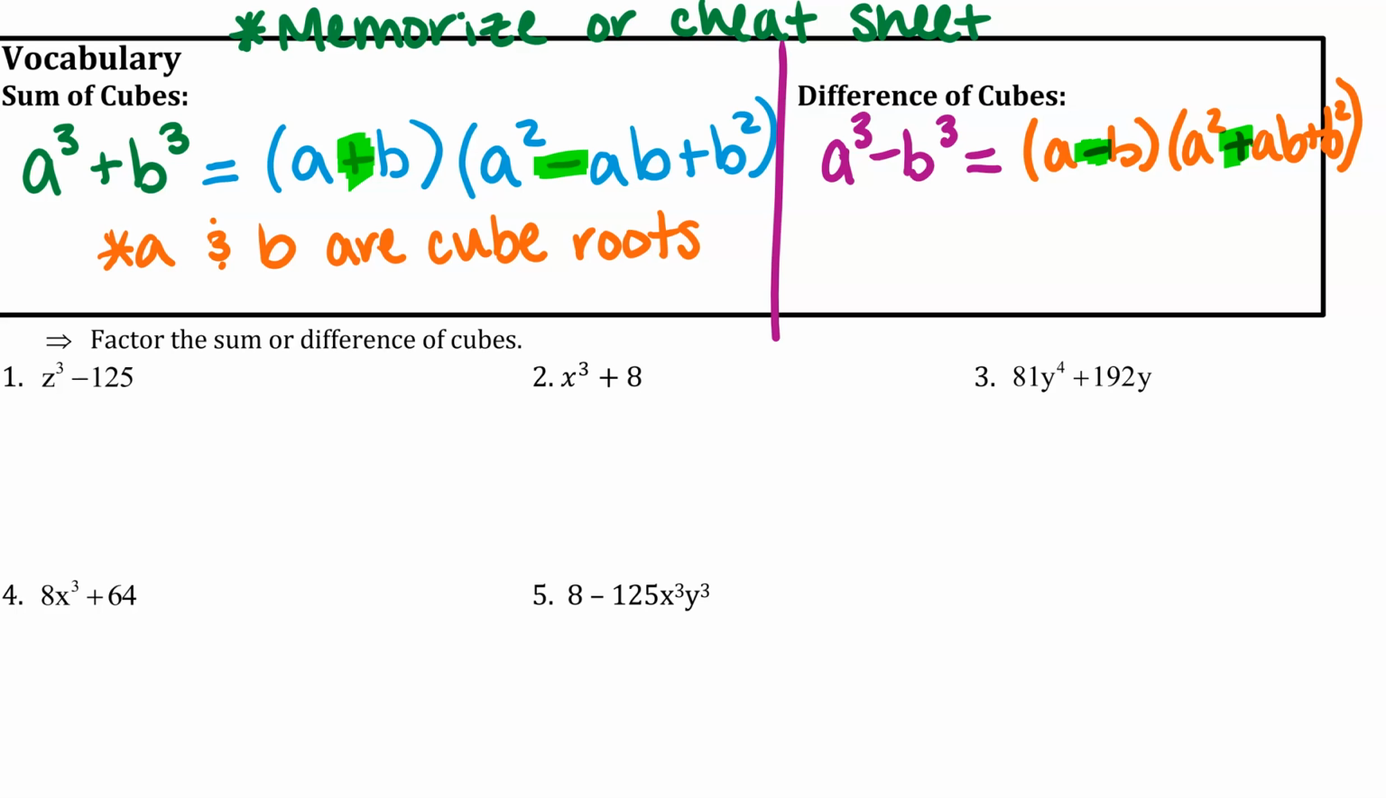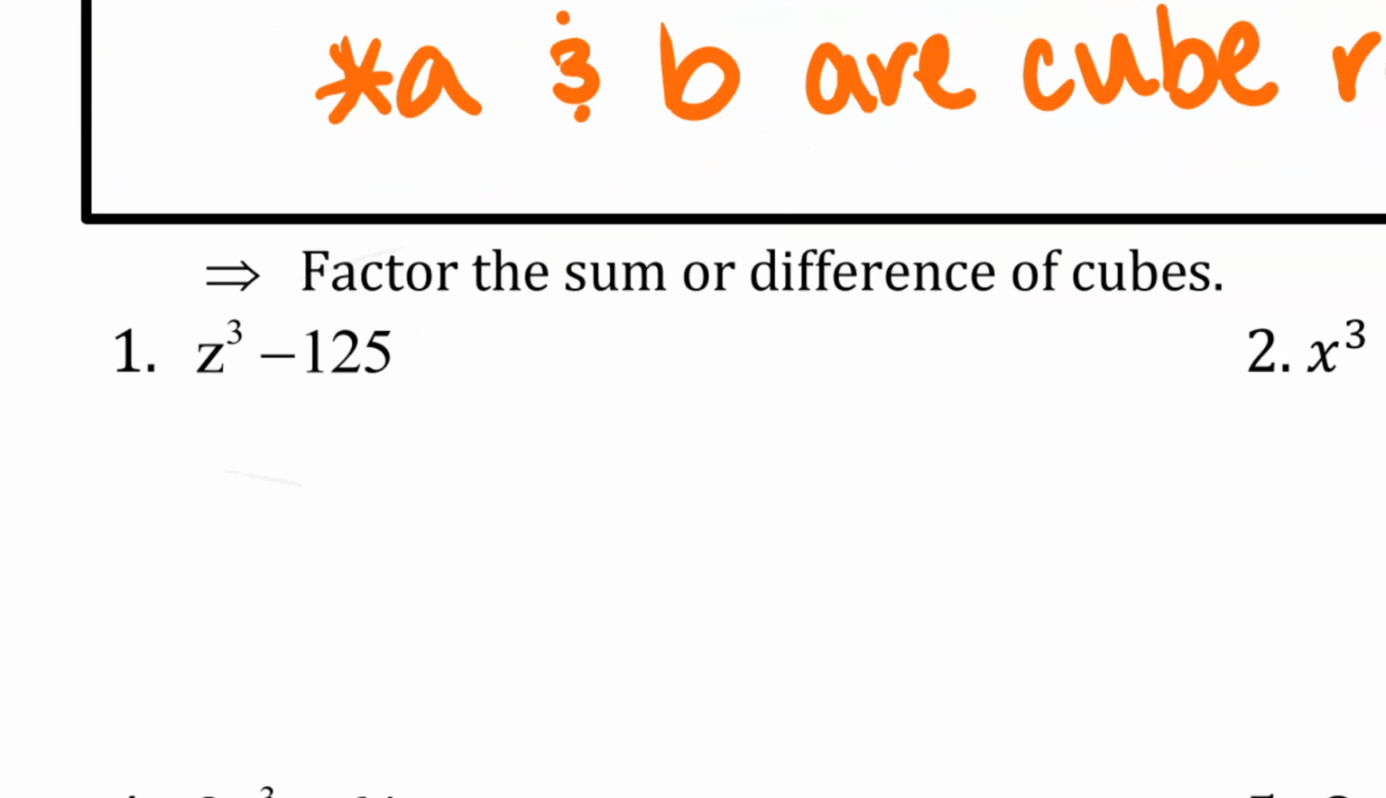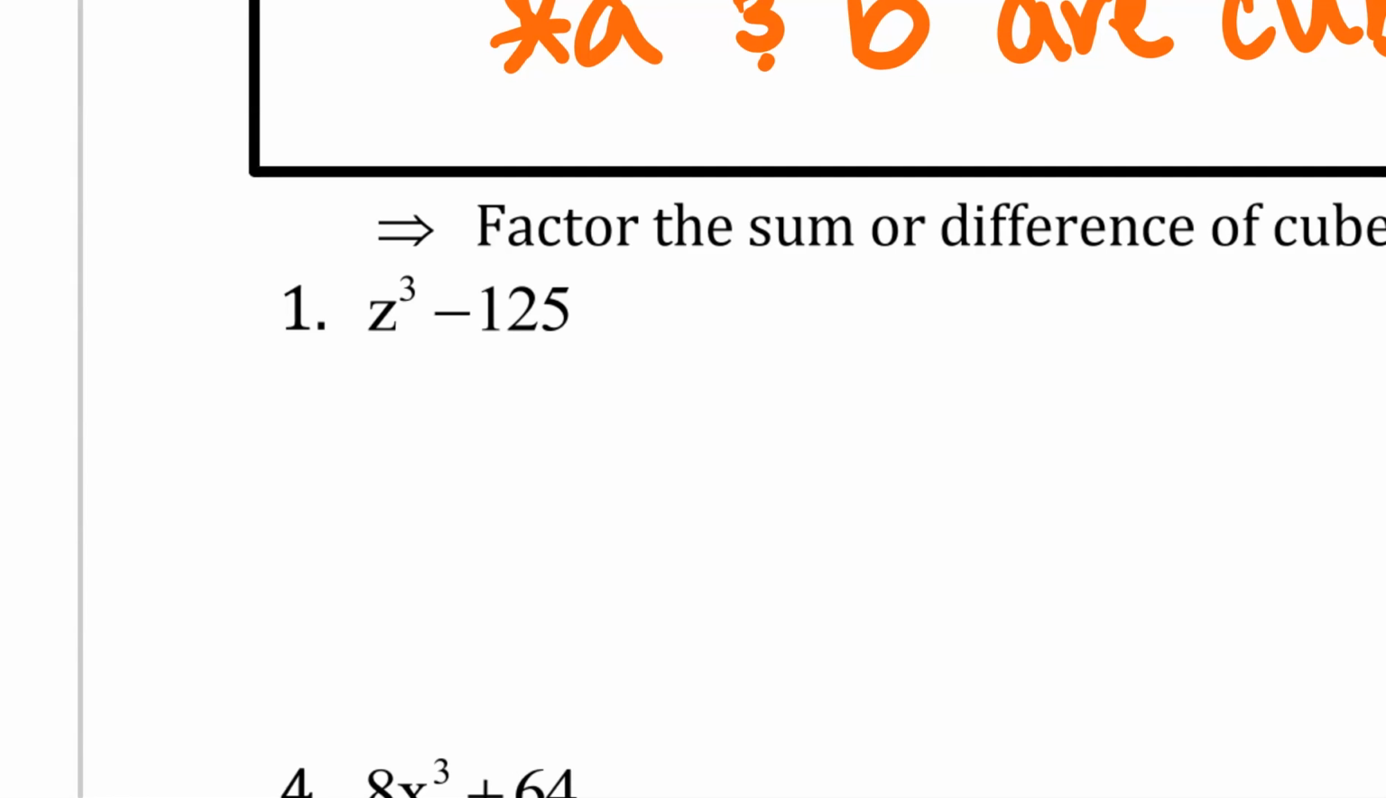All right, so let's practice on some of these. 1 through 5 are all sum or differences of cubes. So number 1, okay, we are going to find A and B in terms of the cube root of these things. So Z cubed is a perfect cube, okay? The cube root is Z, which would be your A.